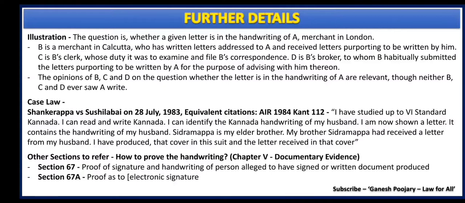The illustration goes this way, where there is a question in front of the court whether a particular document is having A's handwriting or not. Now A is a merchant who lives in London, and the question here is the document available with the court whether it has the handwriting of A or not. The same need to be confirmed. Now there are three people, that is B, C and D, who are connected with the handwriting of Mr. A. B is connected because he is a merchant and he was in touch with Mr. A on ordinary course of business, where he has wrote many letters to Mr. A and has got reply.